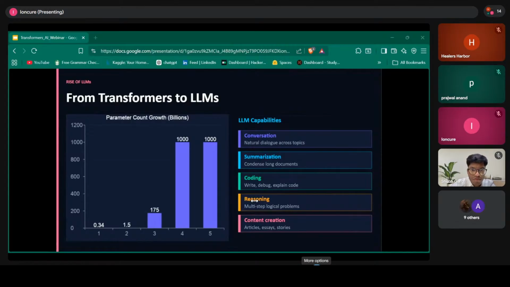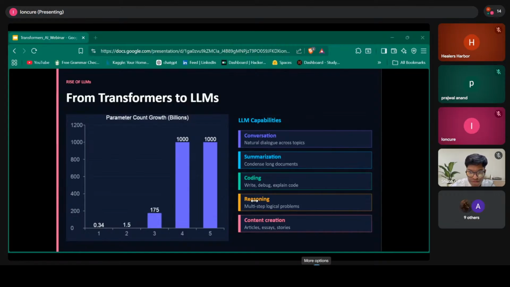Look at the chart. This is the parameter count for models produced by Google. In 2018, BERT started with 340 million parameters. In 2019, it became GPT-2 with 1.5 billion parameters. And in 2020, GPT-3 jumped to 175 billion parameters. And today's models are estimated in trillions.